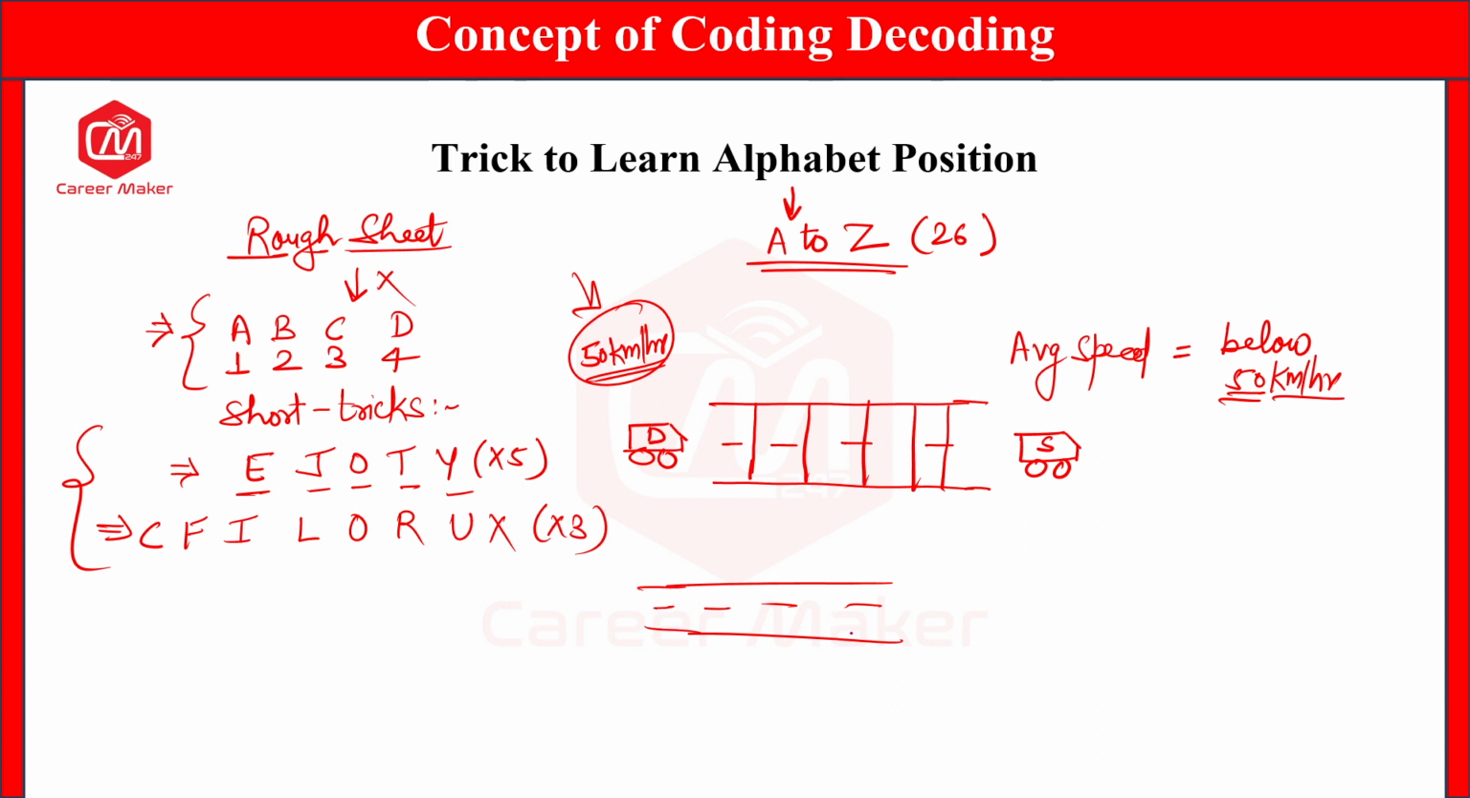And the best way to learn it is you just record it. It's very simple. You have technology, you have gadgets, you have a mobile phone. You just record it: A1, B2, C3, like this till Z26. It's very simple for you.